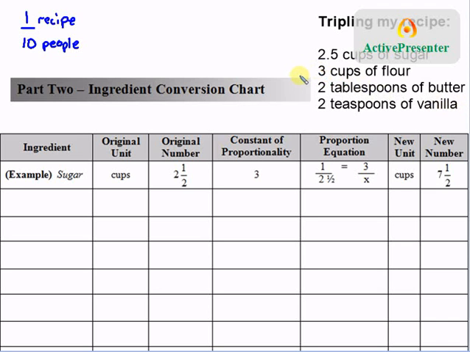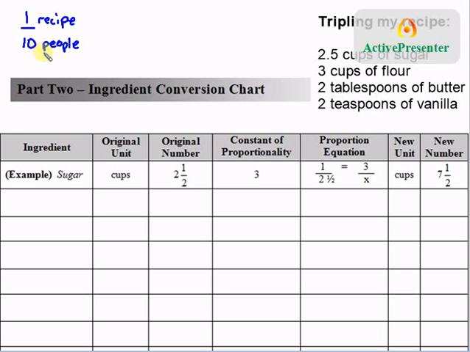Let's cook something. So these are the instructions, just real quickly, for those who chose the Cook Something project. I want to give you a little bit more explanation for what we're doing. We're taking a recipe. My original recipe was 2.5 cups of sugar, 3 cups of flour, 2 tablespoons of butter, and 2 teaspoons of vanilla. Now this recipe was for 10 people.